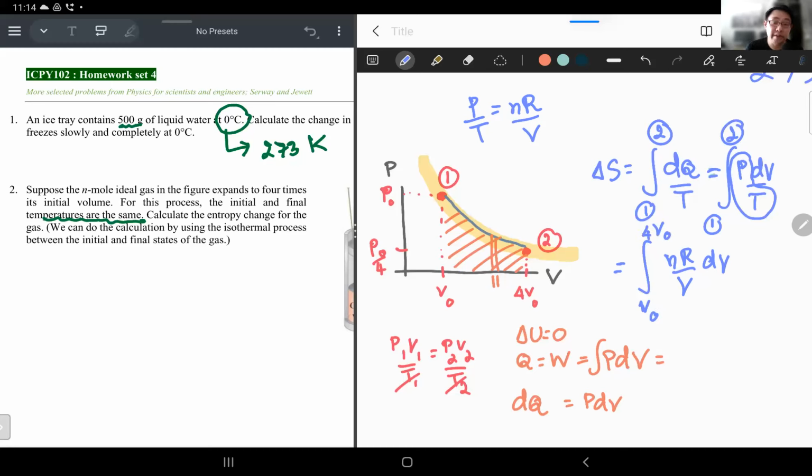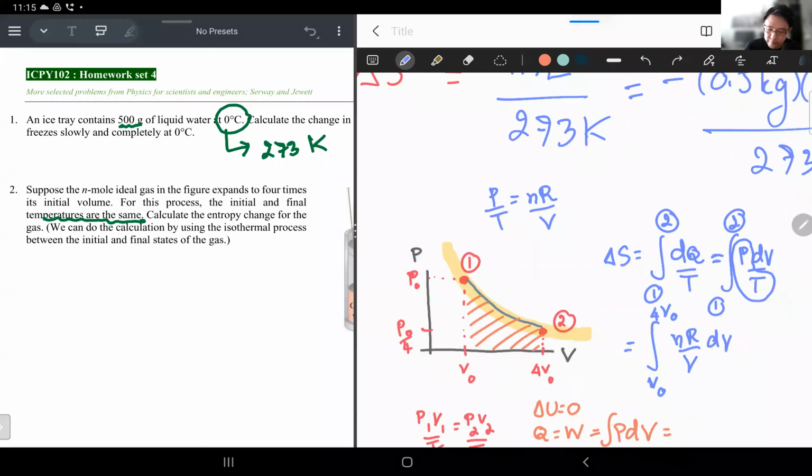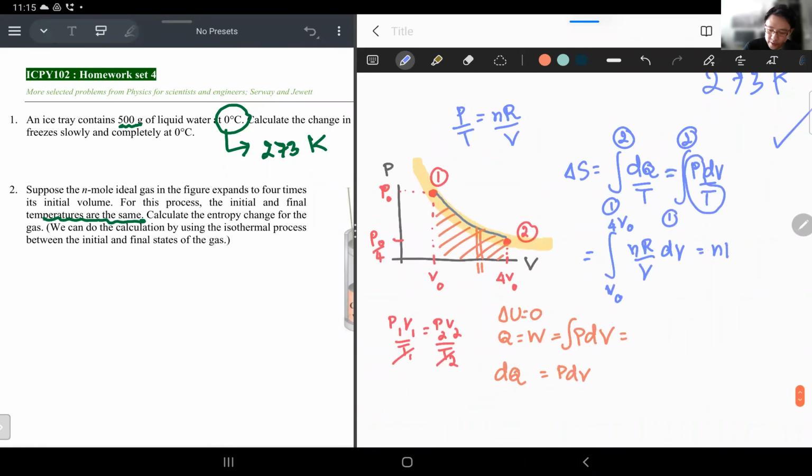See, I am writing everything down in terms of the volume variable now, the V. n is constant, I can pull it out. R is constant, I can pull it out. I have only 1 over V left to integrate. The integration of 1 over V is log of V, from V initial to V final. And that's it, guys. nR log of 4 V naught over V naught, and it's just nR log 4. Done. Very good.